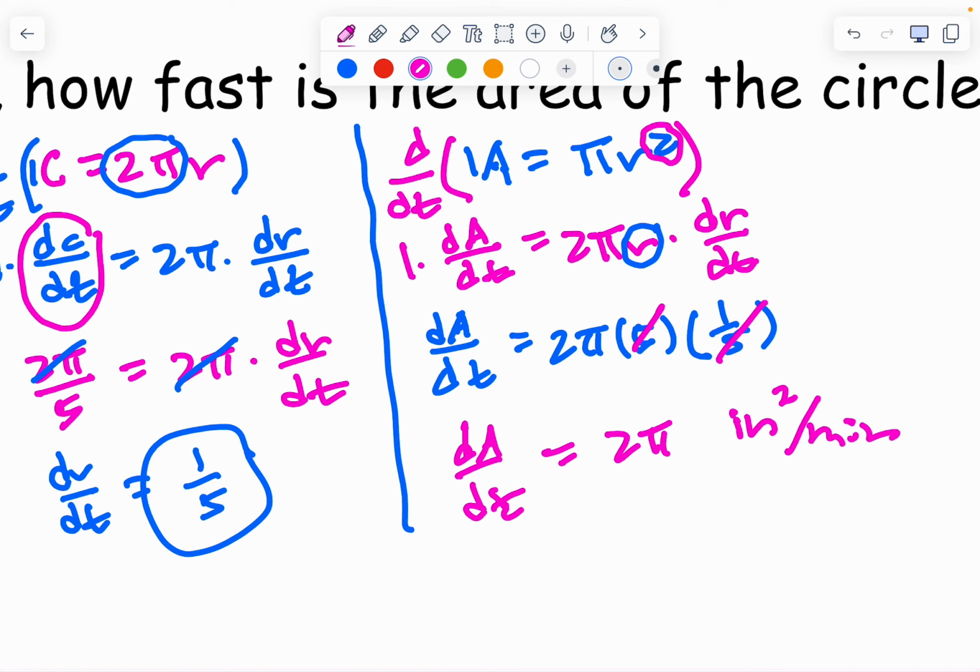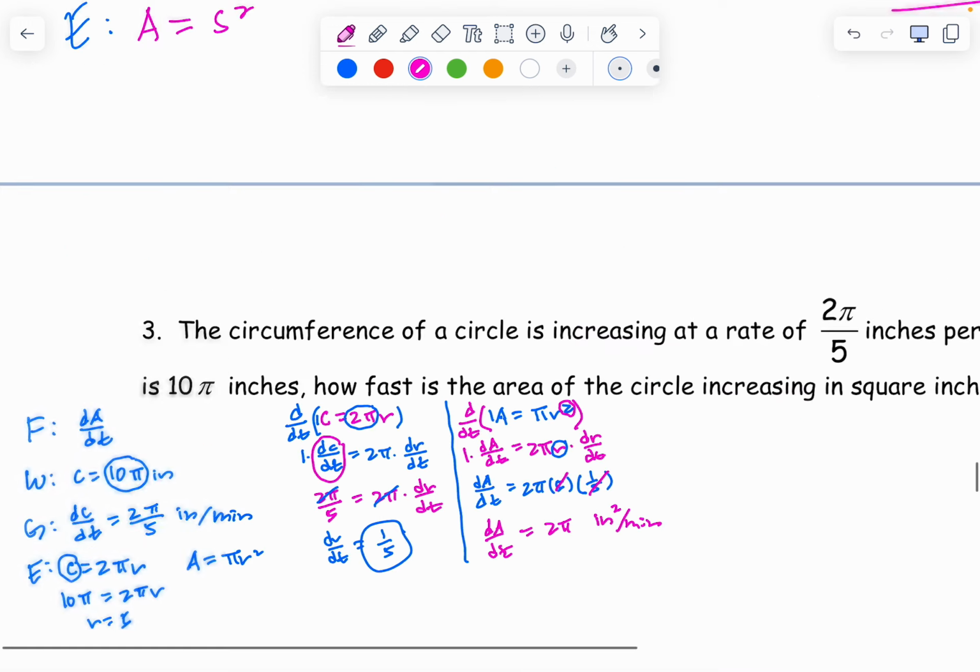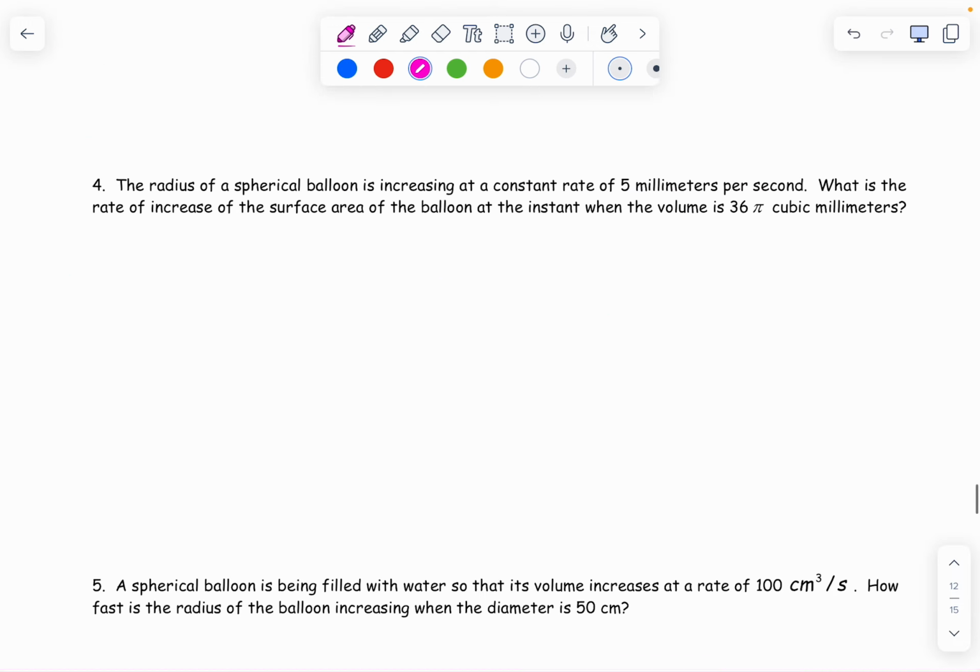So sometimes you may have two equations. Sometimes you may have to derive both of them. That all depends on what is not given to us. Good? Okay, last one. Okay, Polly, let's read the last one, please.